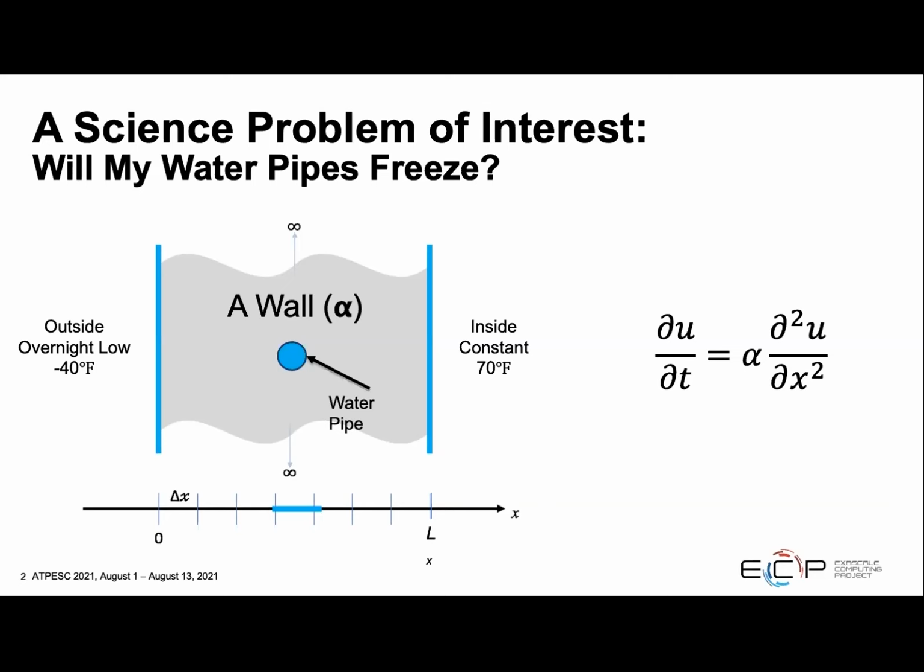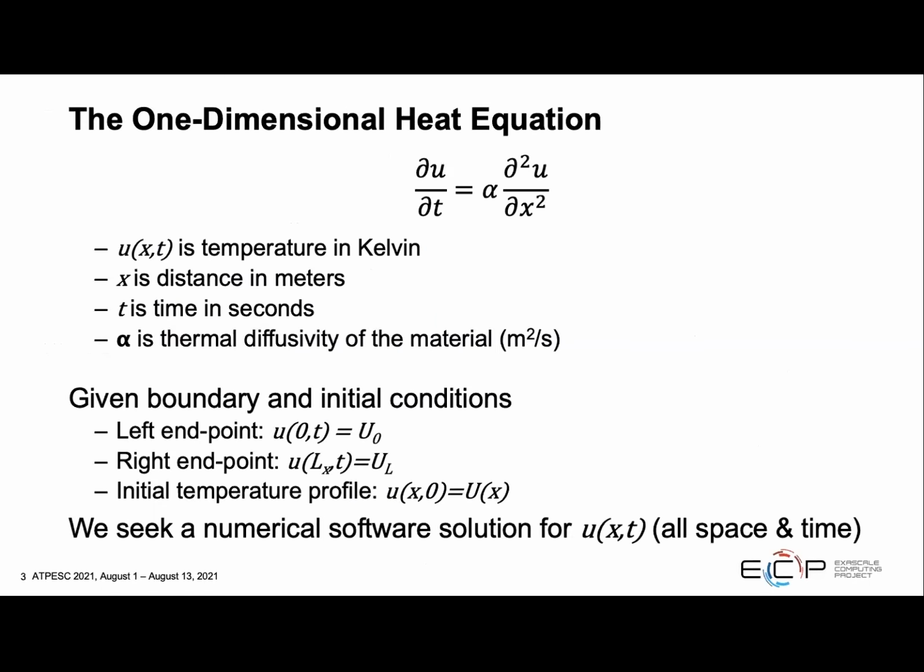We can model this as a one-dimensional heat equation represented by the partial differential equation shown here. Temperature is U, so the partial with respect to time is equal to the diffusion coefficient alpha, which represents how quickly heat can move through the material, times the second partial with respect to space. We pose this problem in SI units of Kelvin, meters and seconds. We set our boundary conditions on both sides of the wall, an initial temperature profile through the wall, and we want to develop an application that will give us the numerical solution for the temperature for all space and time.